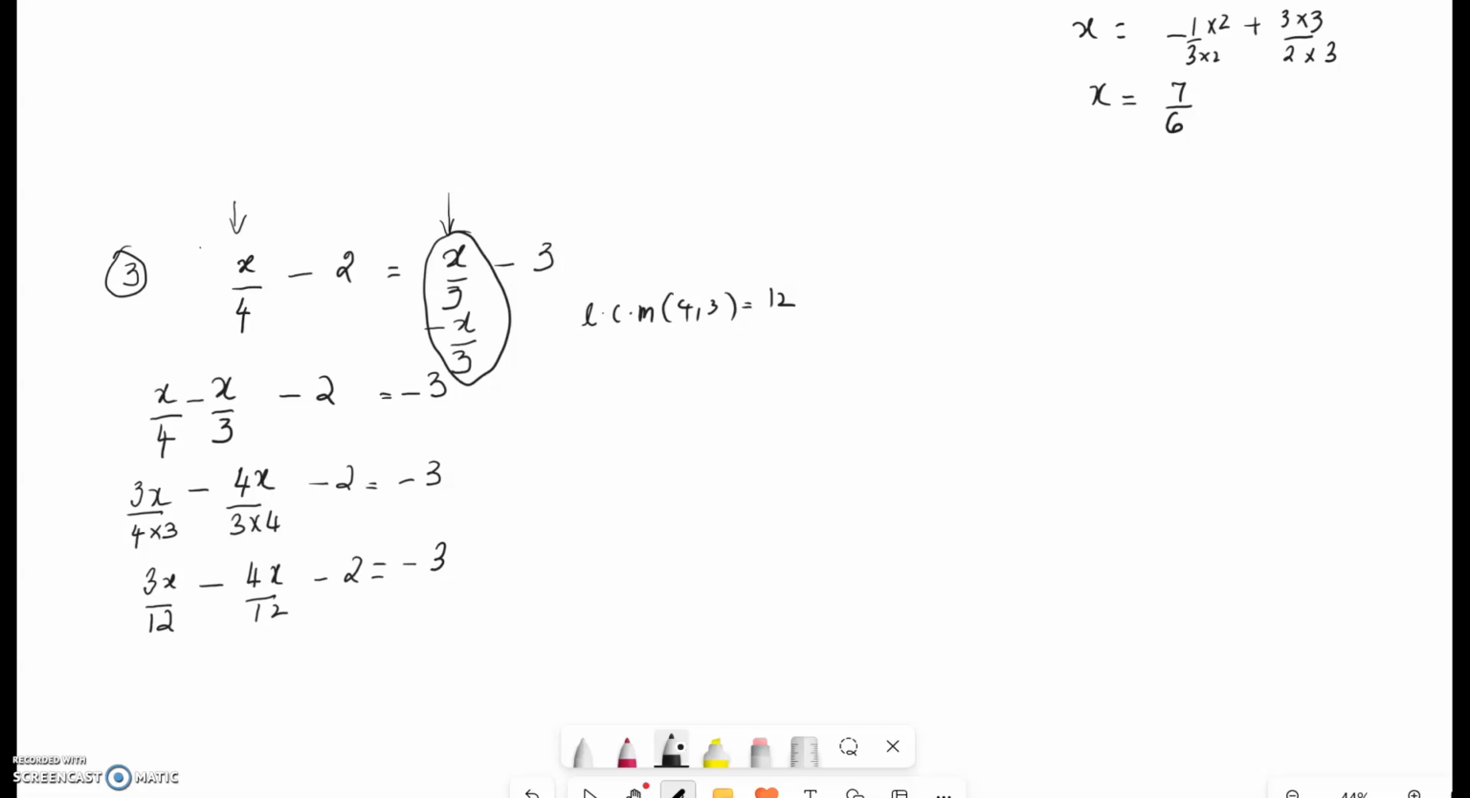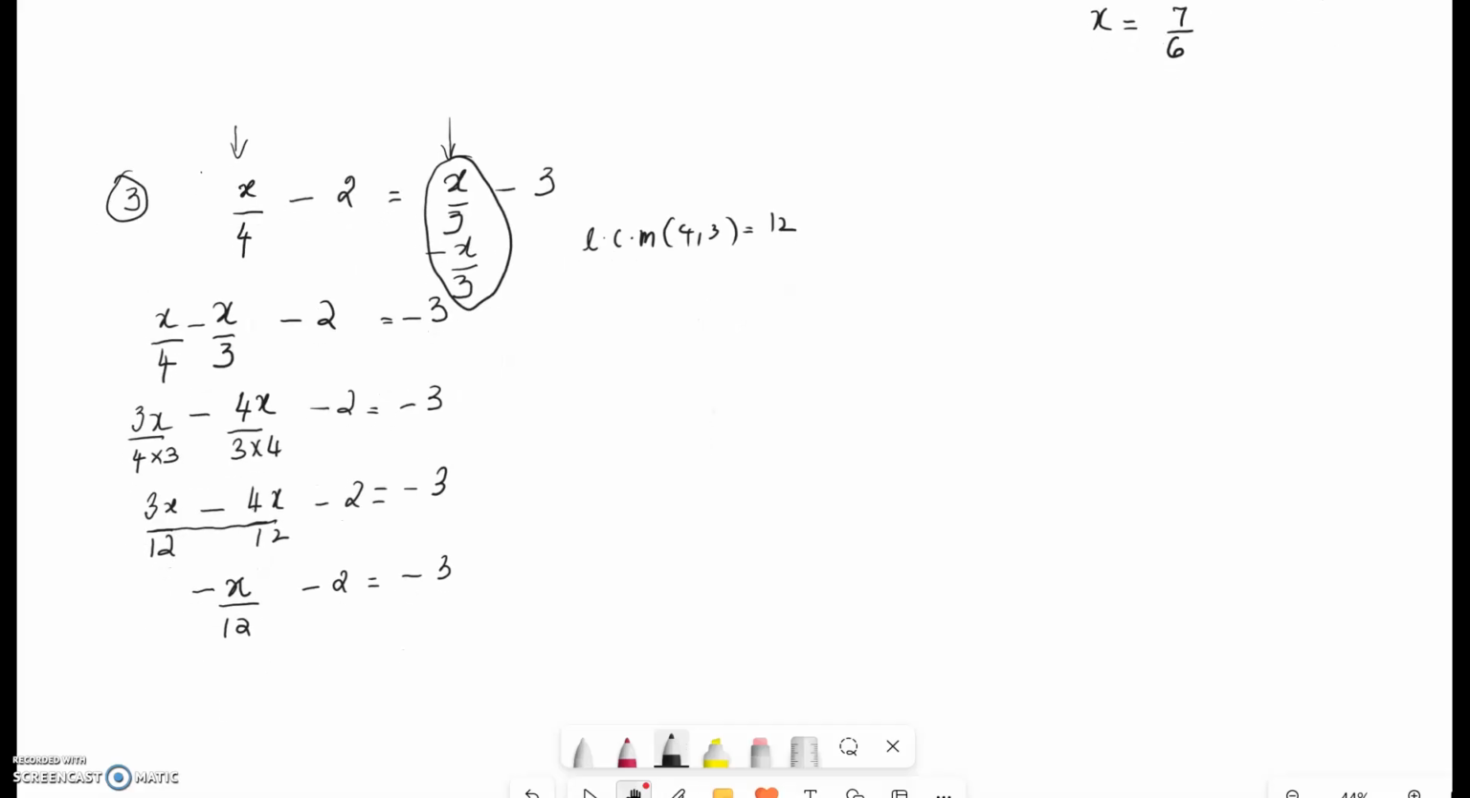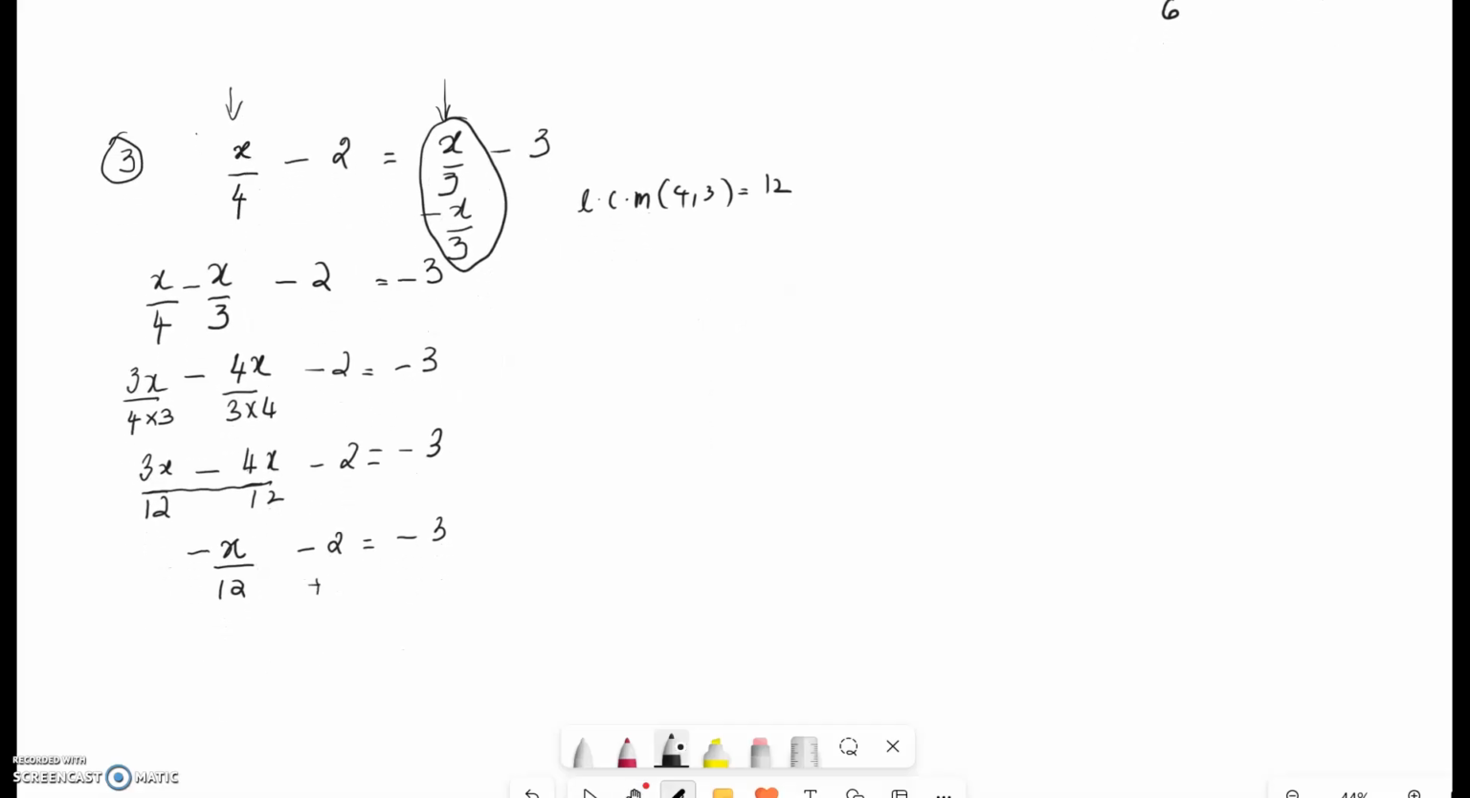3x minus 4x over 12 is negative x over 12, the common denominator. Notice that it'll just be over the common denominator 12. 3x minus 4x is negative x. Minus 2 equals negative 3. Now we have to solve for x. So the first thing we do is add 2 to both sides. So negative 2 plus 2 equals 0. Negative x over 12 is equal to negative 3 plus 2, which is negative 1.